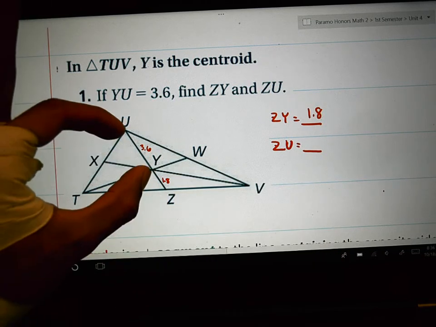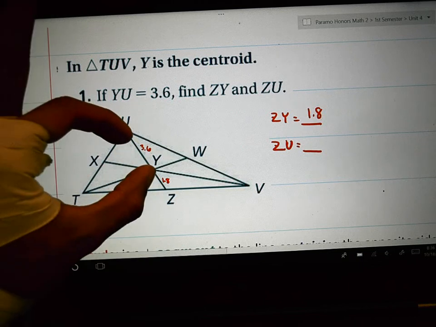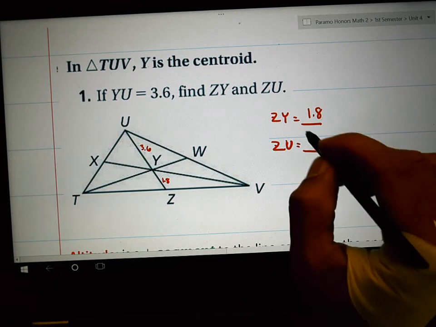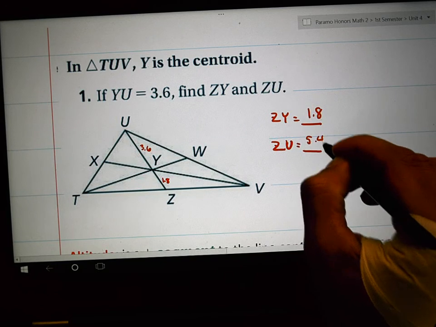And now that you know that ZY is 1.8 or half of that, remember this is 2/3, this is 1/3, this is twice as big as that, so you divide it by 2, and now you can figure out what the length of the whole thing is. What is ZU? Say it out loud. I agree, that's what I got in my head too.